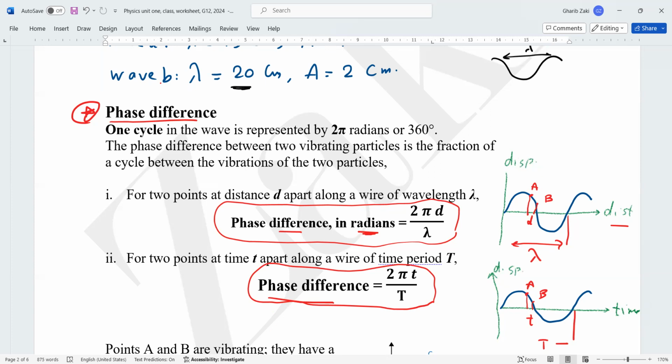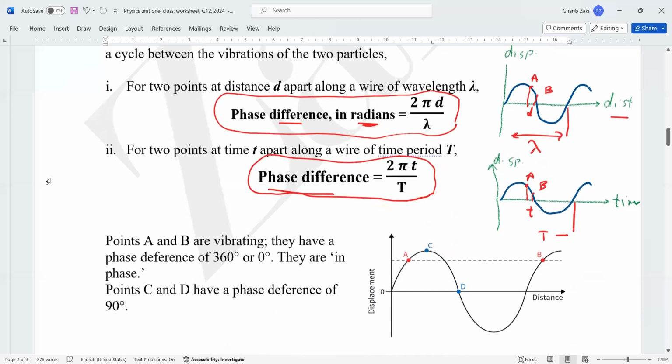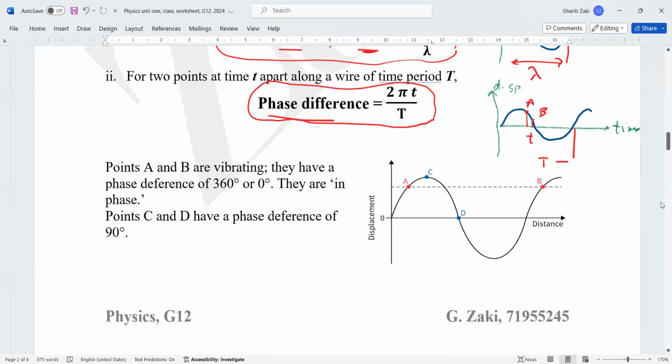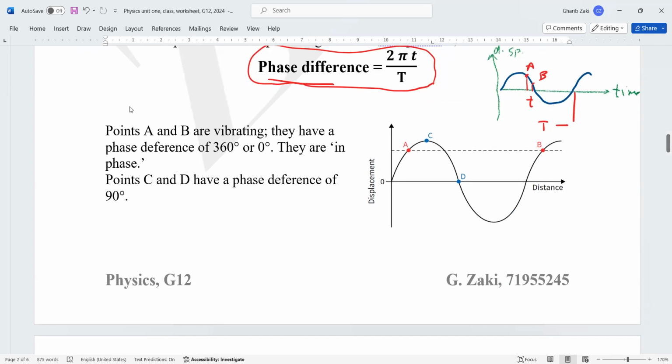Okay? Now, the phase difference, if it is a displacement time graph, is 2 pi t small over T capital. T small is the time taken between the 2 points. Let us solve this question. Any question before we continue, please? Yeah. Now, look at this question.